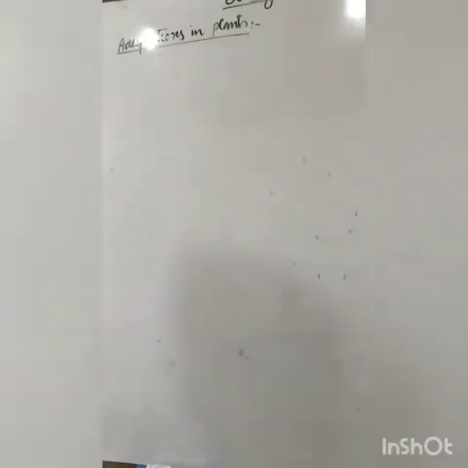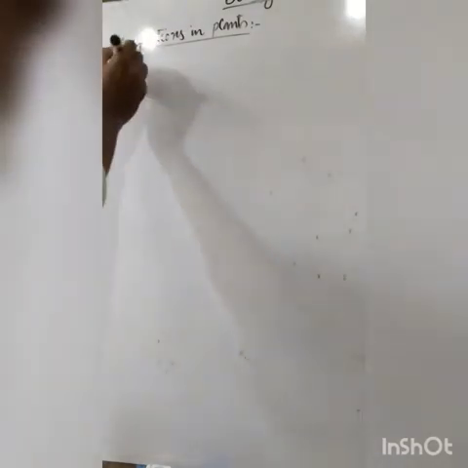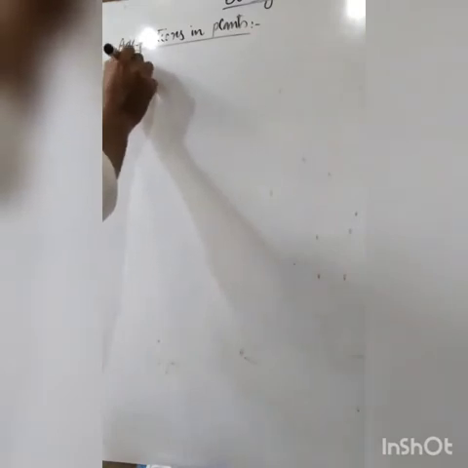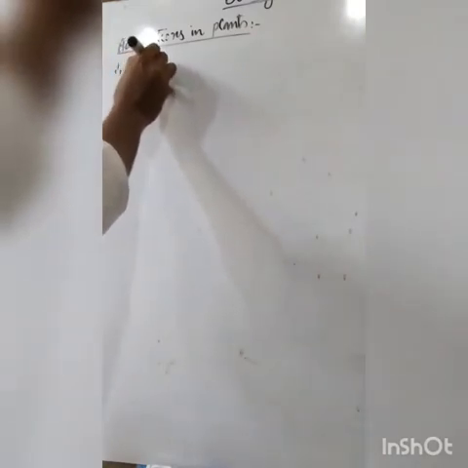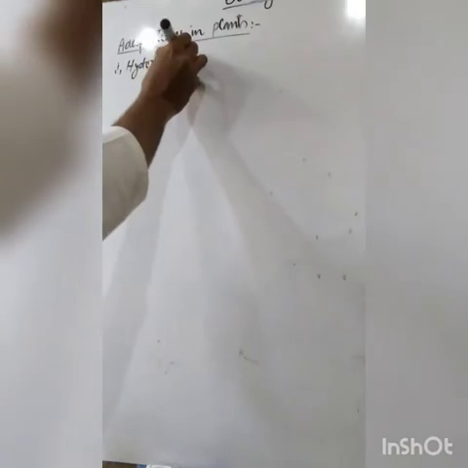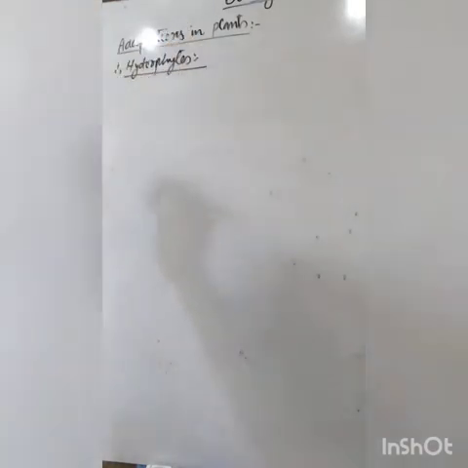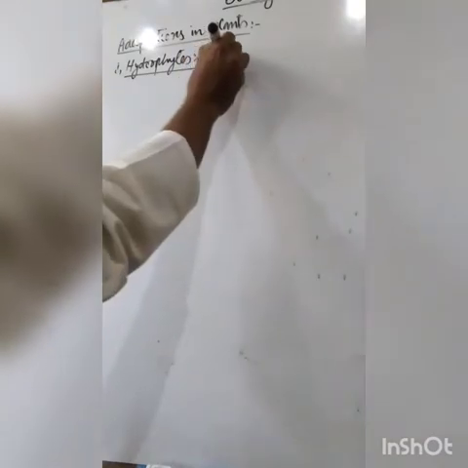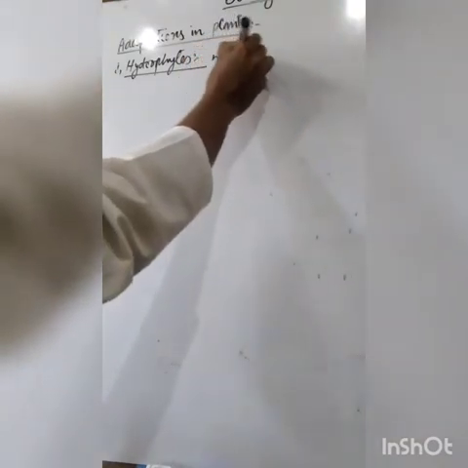Adaptations in plants. First, plants have been divided into different types. There is one type that is called hydrophytes. Hydrophytes are the plants which grow in water, or their habitat is water. They are called hydrophytes.